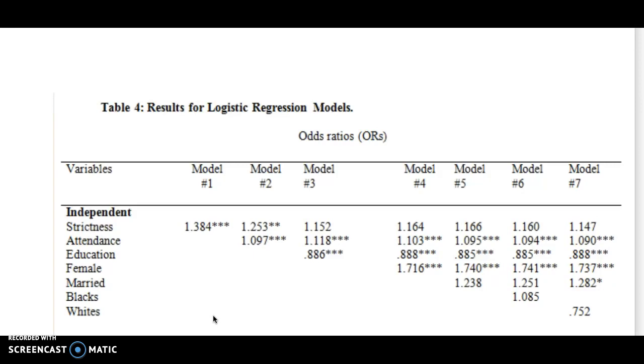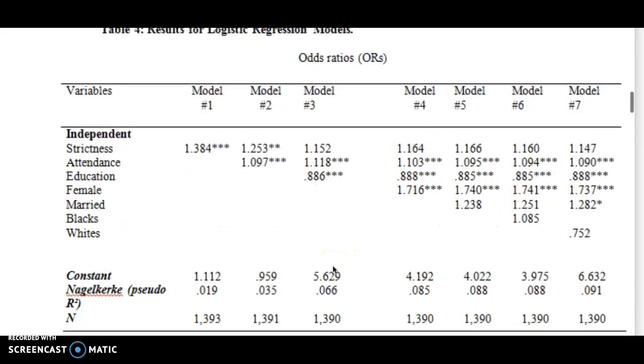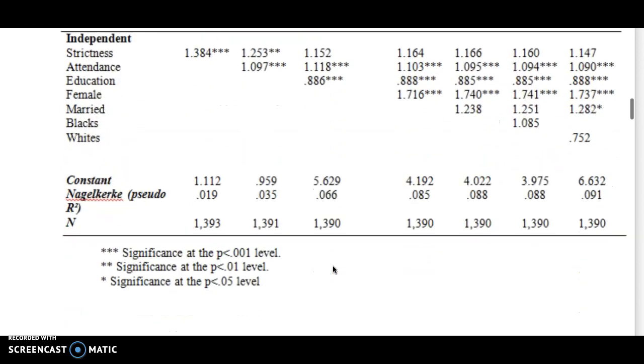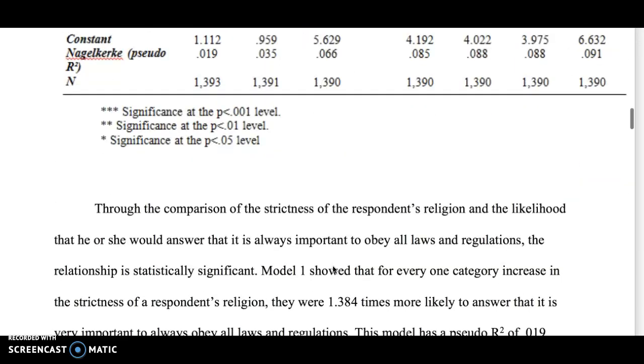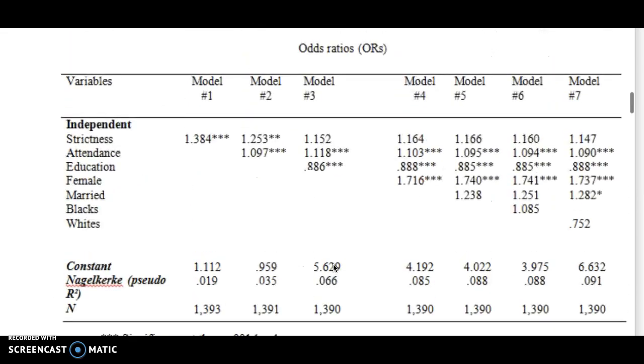Let's walk through some language to use to interpret results for logistic regression analyses. This is from the sample paper that you have, and here it shows you some of the language to use. Remember, you're talking about likelihoods or odds of things happening, and that's how you're going to be writing it up. So let's start with Model 1, and we'll look at this strictness variable.